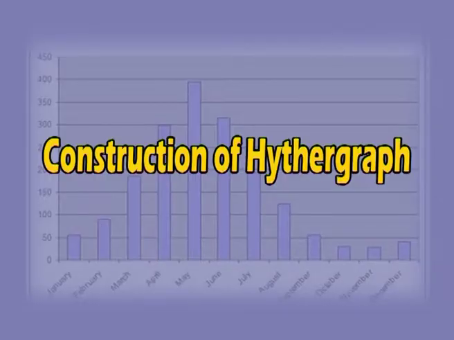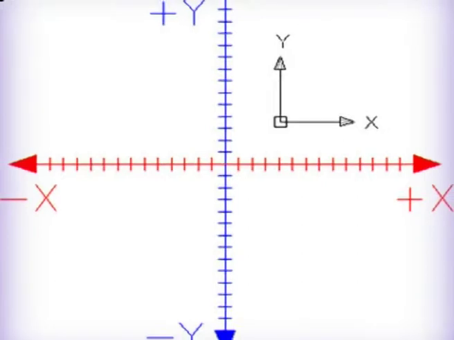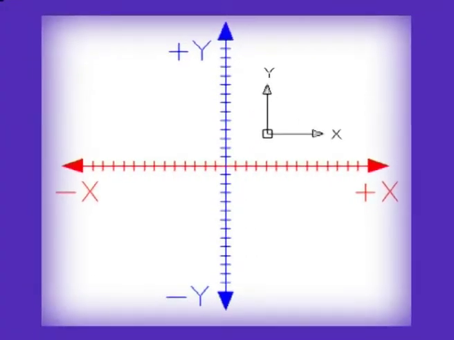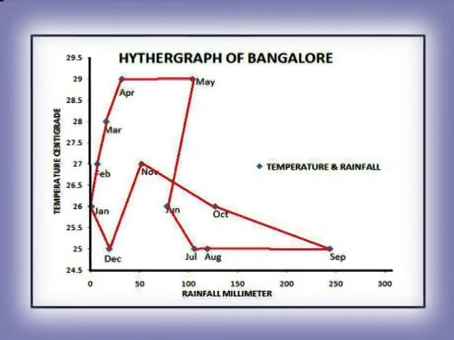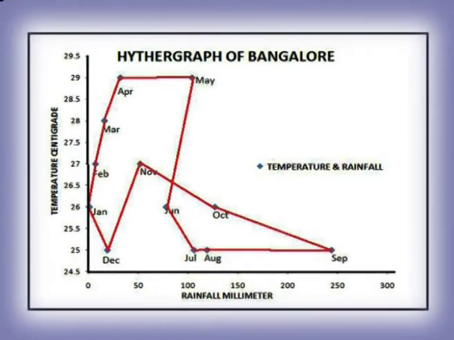Construction of Hythergraph. Choose suitable scales to represent rainfall along the x-axis and temperature along the y-axis. Draw the coordinates of 1 millimeter of rainfall and 26 degrees centigrade temperature to mark the point January. Similarly, mark the remaining 11 points: February, March, April, May, etc. Join the points in order to obtain the 12-sided figure, which will be called the Hythergraph of Bangalore.